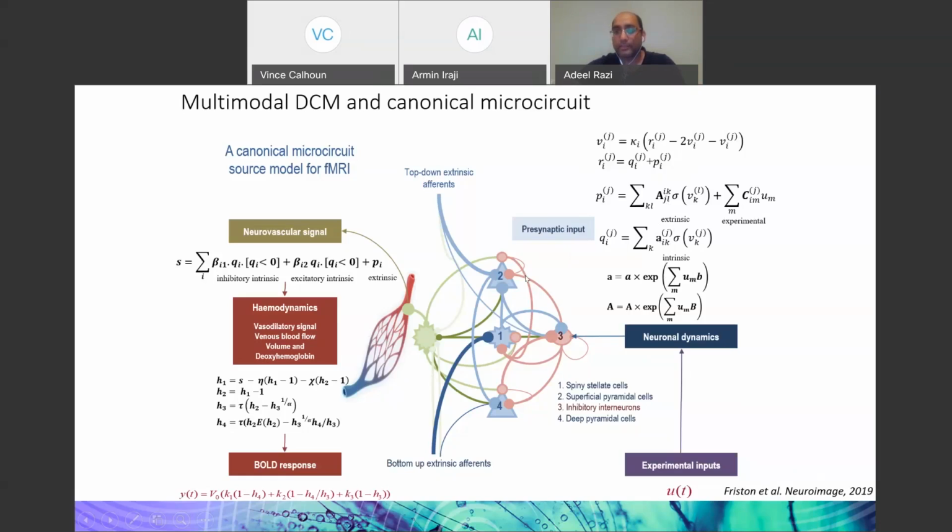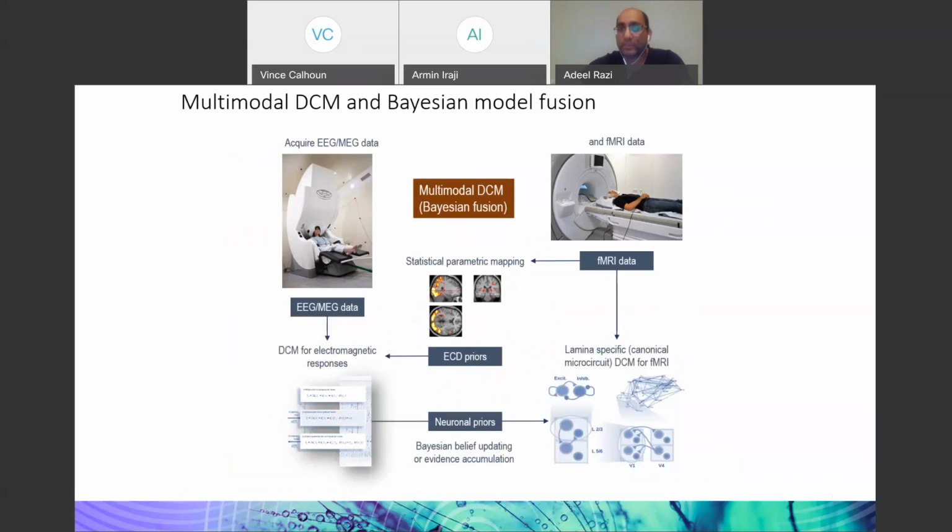What's happening here is that, as you can see, these different populations are intrinsically connected. The pink connections are the inhibitory connections, the blue ones are the excitatory connections, and the green ones are the collateral projections, astrocytes, and then the neurovascular signal, and this induces the hemodynamics. So this is a canonical microcircuit, and once you have that model both for fMRI and EEG, you can have something like this. So this is a scheme.